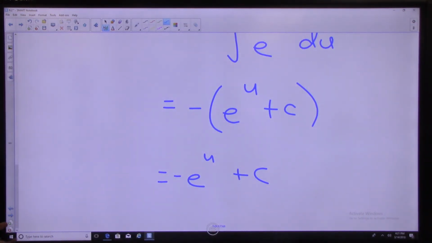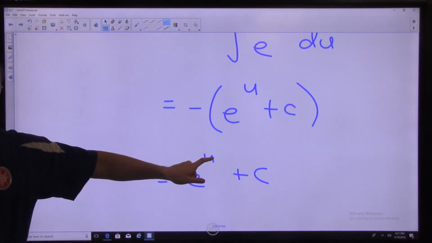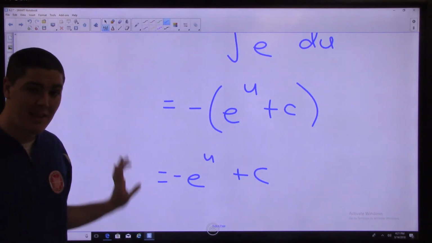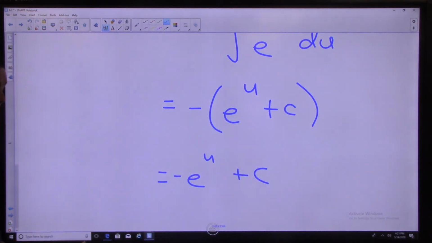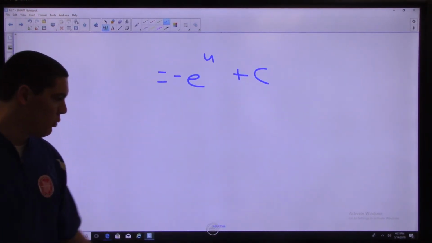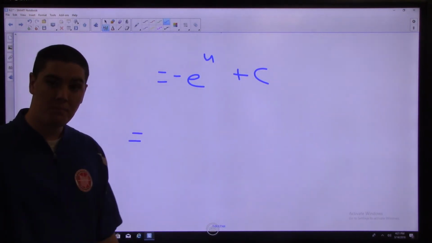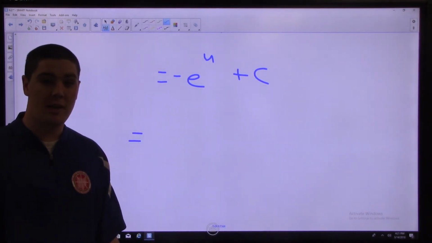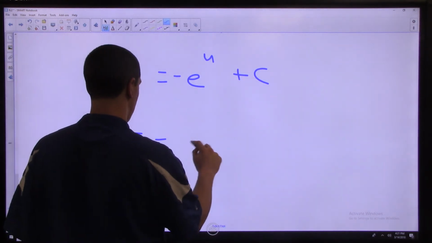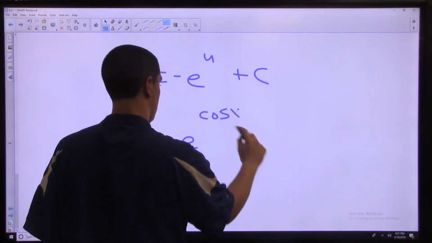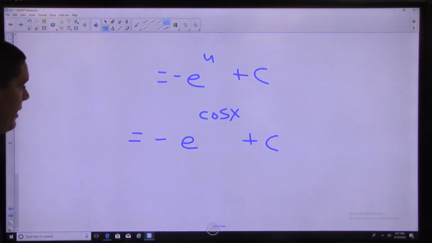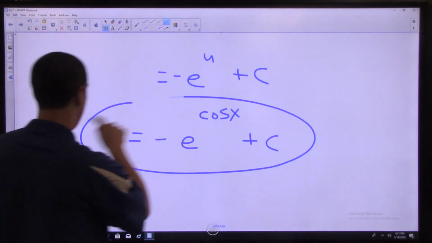And then I just got one more thing, guys. We want to write this with respect to x. So now that we've got the antiderivative here, I'm going to replace u with what we let it equal at the beginning. So u is equal to cosine x, and that's true. It's going to be negative e to the cosine x plus c. That right there, my friends, is my answer.